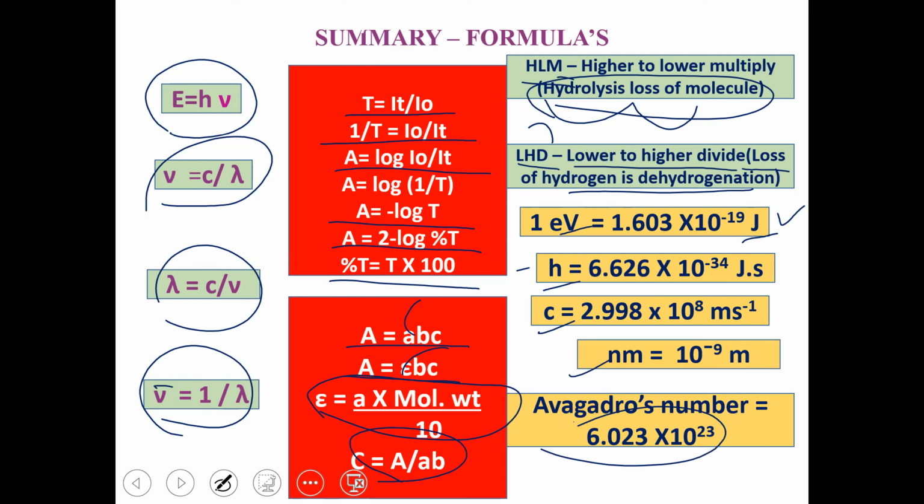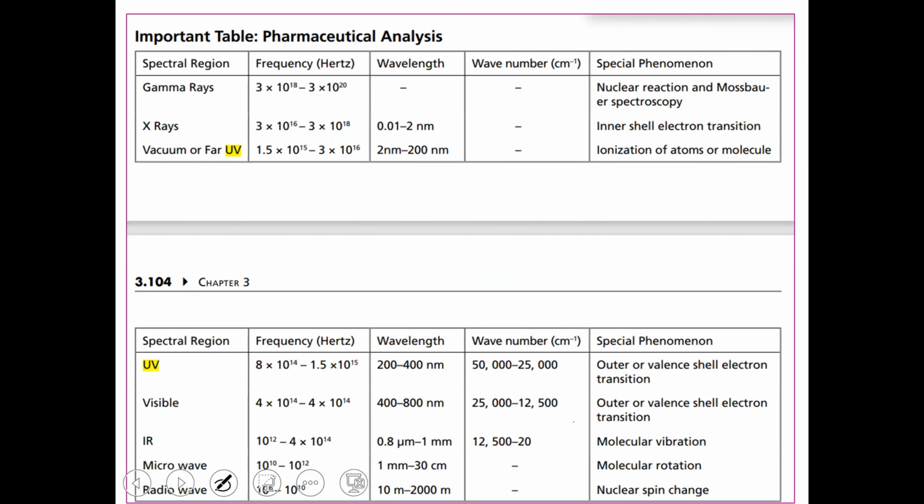So Avogadro's number, joules, and electron-volts are helpful when you're asked to calculate energy. That problem I have not included in the slides, but you can refer to books for the same. These are the summary of what you've done also. And to add another 5-10 minutes from the Pearson book, you should see what all is important.